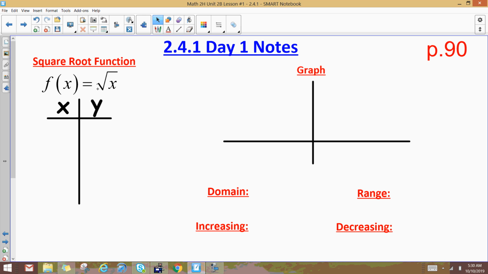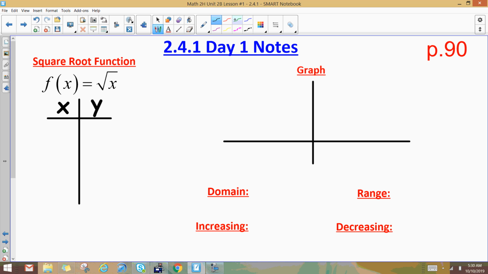This is our basic parent square root function, f of x equals the square root of x. And anytime you're introduced to a new function, the most basic way to decide what that graph looks like is to do a table of values. Remember, a graph is just an infinite number of points of input and output. So that's what we're going to do.